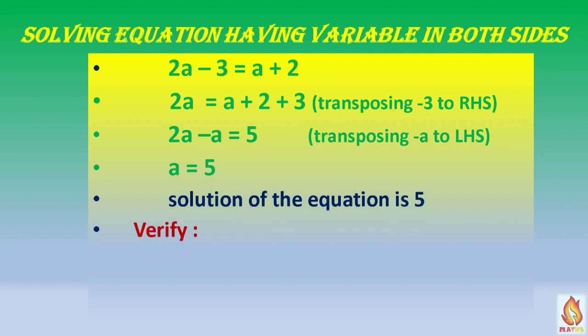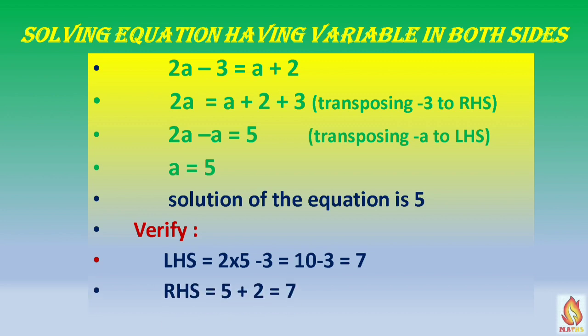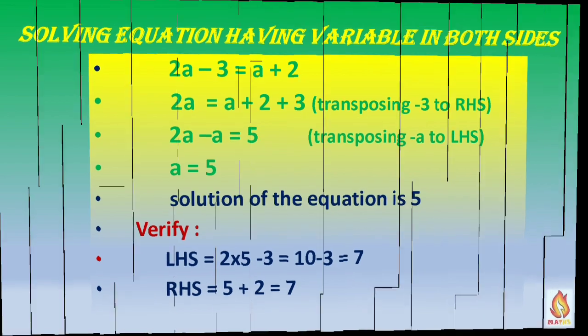Let us verify whether our solution is true or not. Let us check. In the LHS part, since the value of a is 5, in place of a we can use the value 5. So 2 into 5 minus 3 is 10 minus 3, equal to 7, and the RHS part is a plus 2, that is 5 plus 2, which is equal to 7.